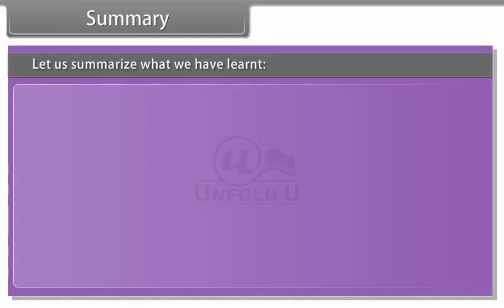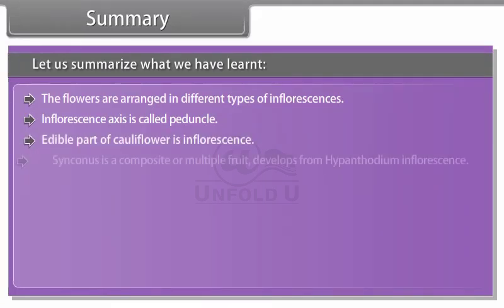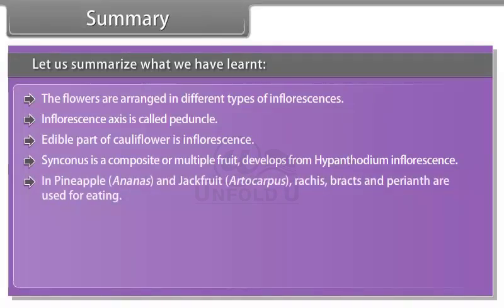Summary. Let us summarize what we have learned. The flowers are arranged in different types of inflorescences. Inflorescence axis is called peduncle. The edible part of cauliflower is inflorescence. Sorosis is a composite or multiple fruit, developed from hypanthodium inflorescence. In pineapple, Ananas, and jackfruit, Artocarpus, rachis, bracts, and perianth are used for eating.